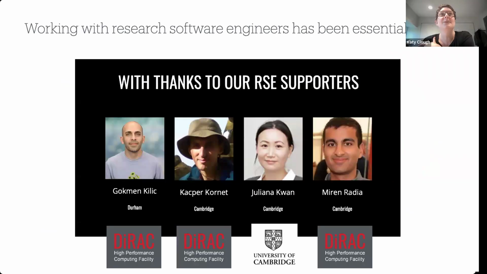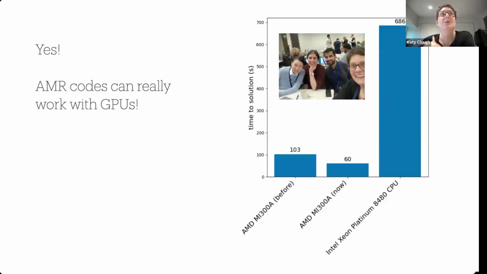So I guess your main question should be like, is it any good, this new code that you're developing? As I said, we had a lot of help from research software engineers, particularly through the Dirac program in the UK. And yeah, the credit kind of all goes to them. We found that it gives really good results.